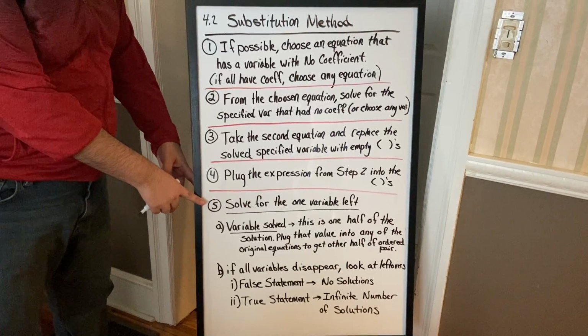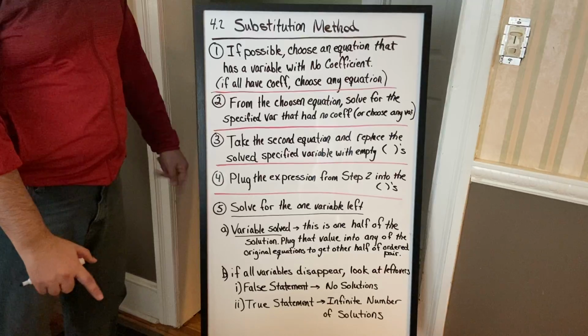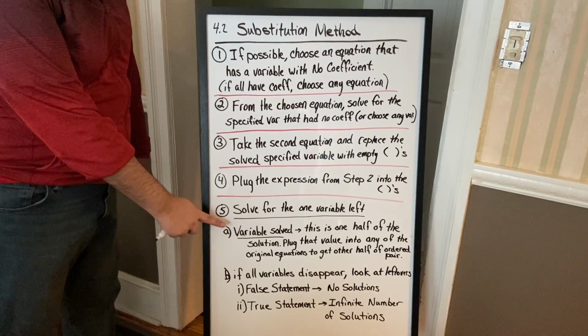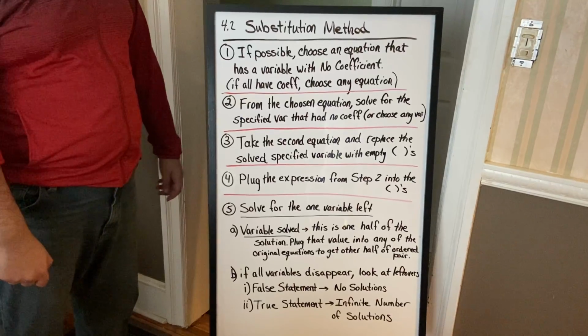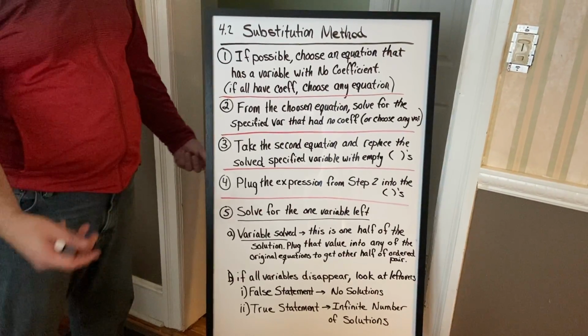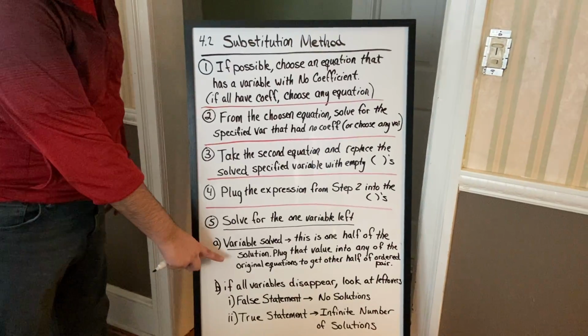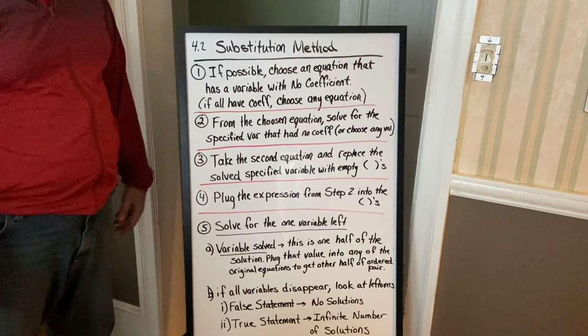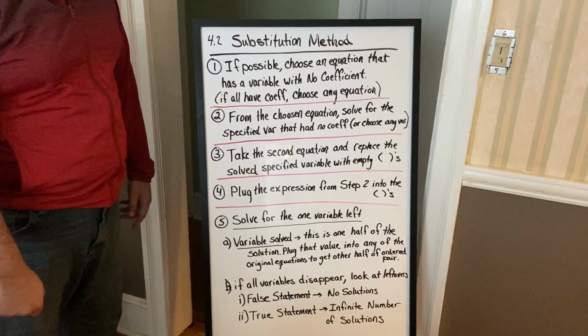Once you do that, you're just going to solve for that variable that's left. If you're able to solve, then you'll just get half of the ordered pair. Remember, you have to have an x value and a y value for an ordered pair. So if you get half, then all you're going to do is plug in the other half into any of the original equations, and it'll get you the second half of the ordered pair.